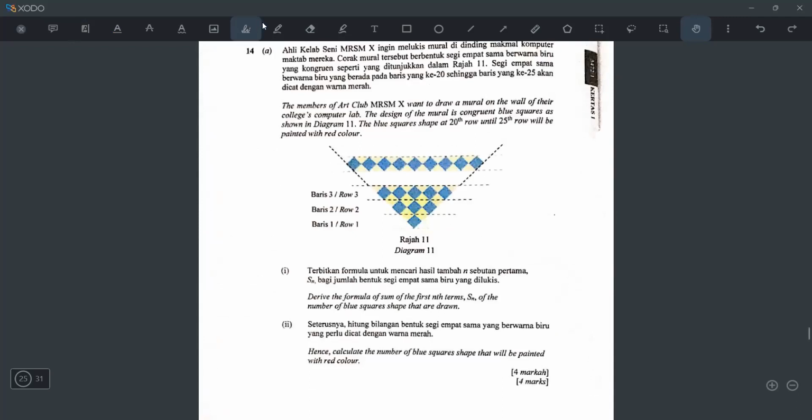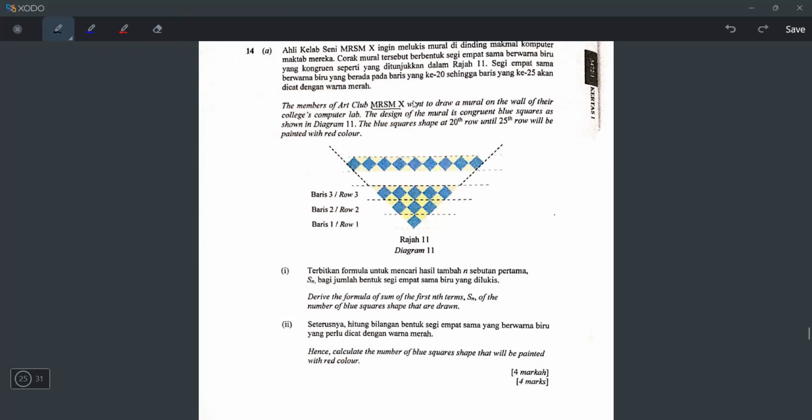Let's go to question 14. Let's go. The members of Art Club MRSM X want to draw a mural. I see this mural thing in the state paper a lot, you know. I remember I saw this in SPP. I'm not sure whether it's SPP or other set. They also ask something like this one, like want to draw a mural, and I still remember it's like Magma computer one. Okay, in the other set, I forgot which one already. I think it's SPP. I'm not sure. Okay, so okay, let's come back here.